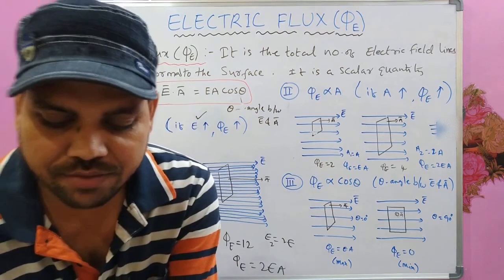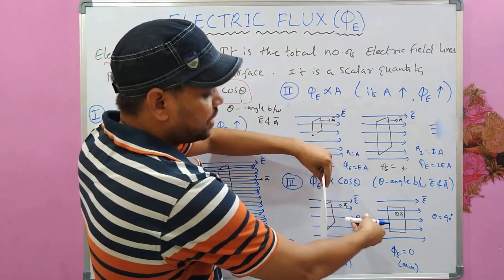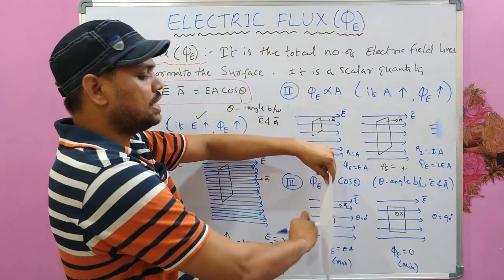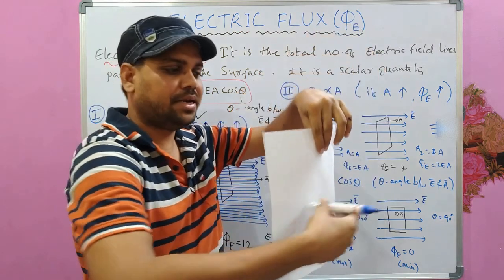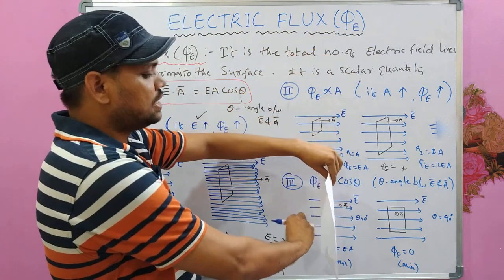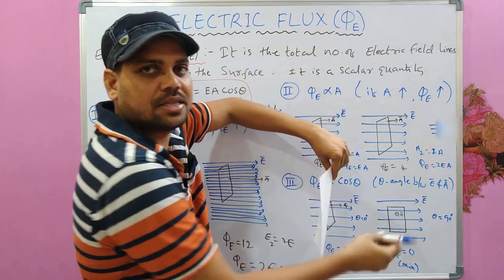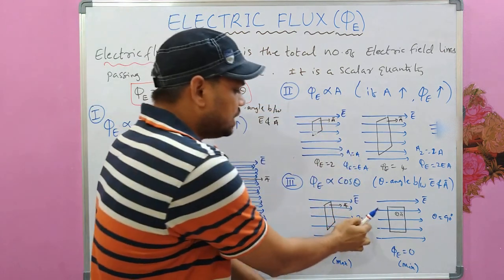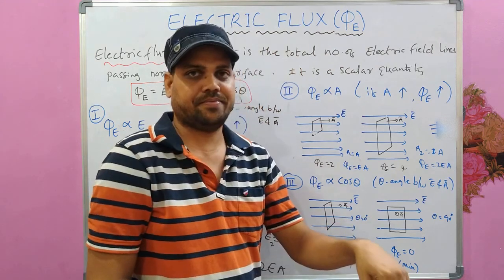But you might have got one doubt, like in this case, if E is this way and the area vector, why can't we take the area vector in this way? Because for 2D surfaces, the area vector can be taken in both directions. But if I take the area vector in this way, in that case theta will be 180. This is A and this is E. Then if theta is 180, in that case you will get phi E as minus EA.